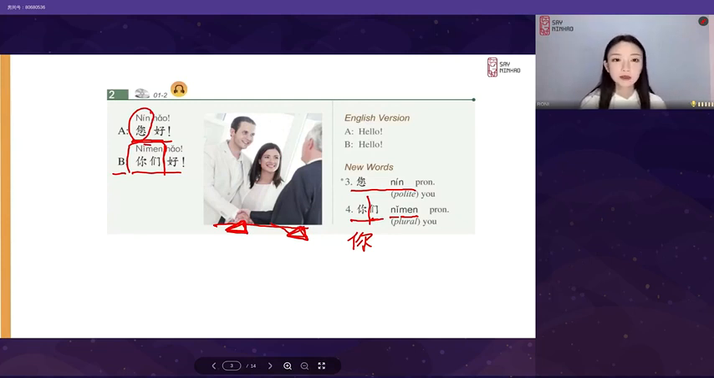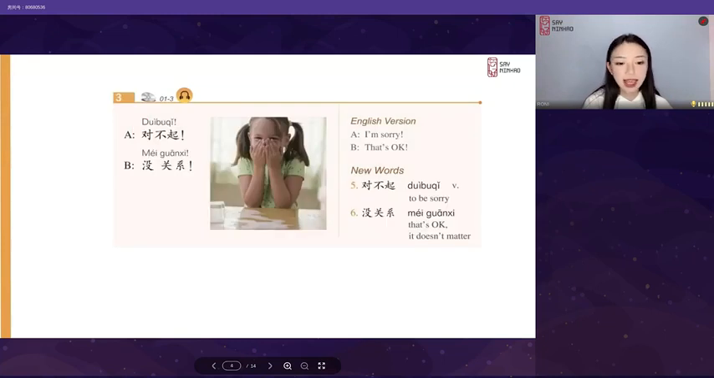Now let's try to read it from the start. Read after me, okay? 3, 2, 1. 您好, 你们好. Very good. Now let's move on to the next text. First, see the new words.